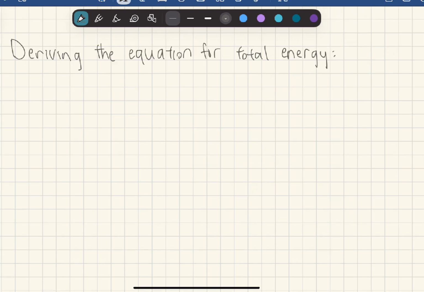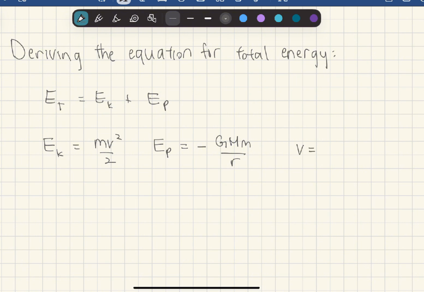Another equation that they might ask you to derive is the equation for the total energy of an object in orbit. As we know from the law of conservation of energy, E total is equal to EK plus EP. And EK, as we know from previous lessons, is equal to mv squared over 2. And EP, from this unit, this equation is in the formula booklet, but it has a new equation. But from what we just derived, remember, v is equal to square root of GM over r.